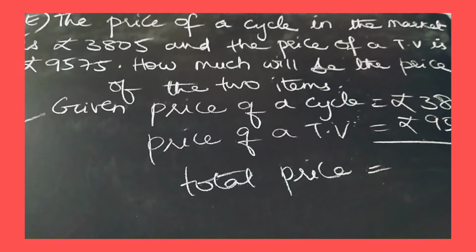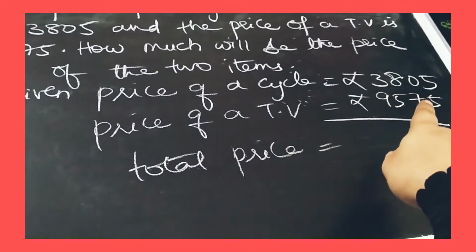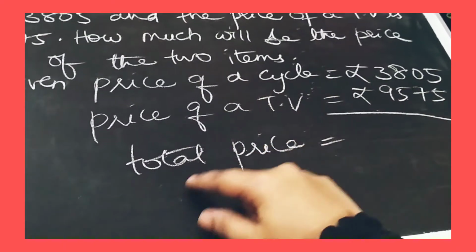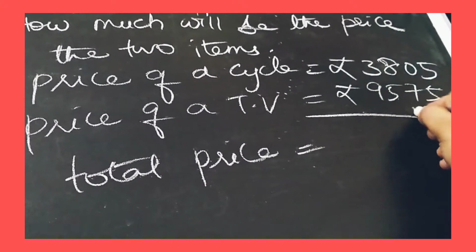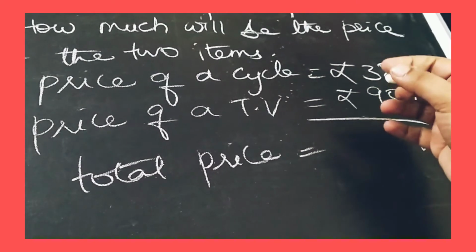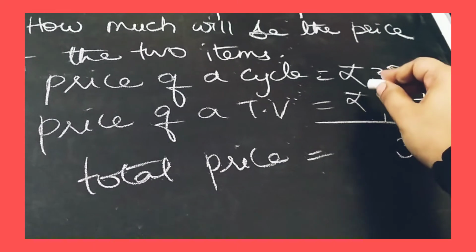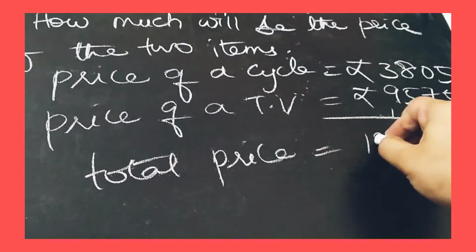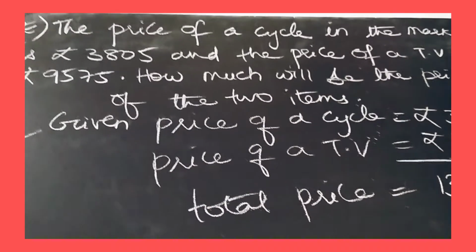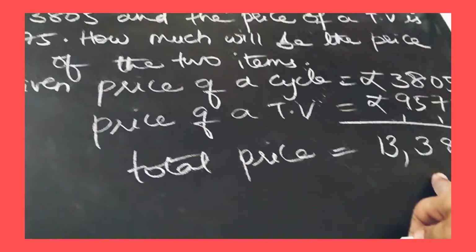Again what you have to do here, also you have to do addition. First you have to write the given price of a cycle, rupees 3805. Then the price of a TV, okay, it is rupees 9575. So total price is equal to 5 plus 5 is here 10, 7 plus 1 is 8, okay, 8, 9, 10, 11, 12, 13, it is 13. So here 9, 10, 11, 12, 13. So it is 13,380 total price here. Okay, so the price of the two items is here 13,380.